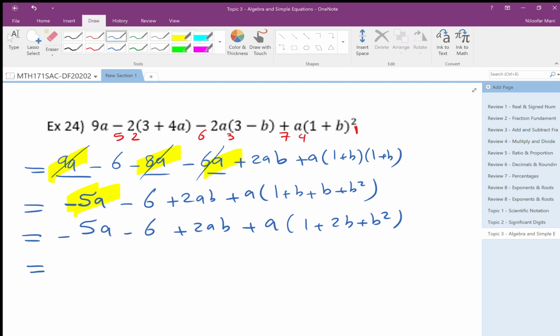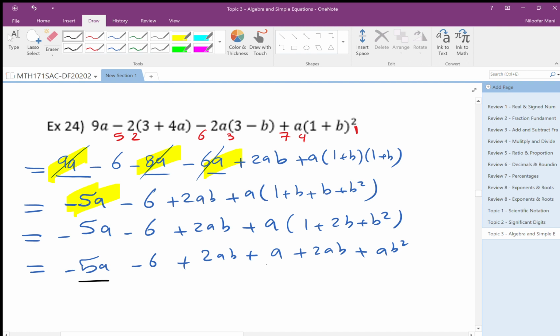Okay, and now I continue. So it's minus 5a minus 6 plus 2ab plus a plus 2ab plus ab squared. Okay, and then I start from here. 1 done. I go to the next one, I do 2, and then I go to the next one, I do this, and then I go to the next one. I don't go more than 3 lines because then it will be confusing. So I do 1 line, 2 lines, 3 lines, or 1 circle, 2 circles, or maybe 1 cross, 2 crosses, something like that. Okay, so I do this.